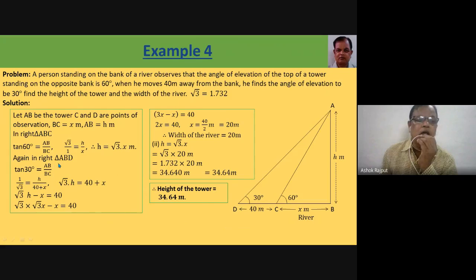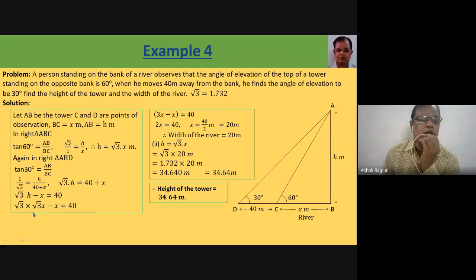Again in right triangle ABD, tan 30 equal to AB upon BD. As we know, tan 30 equal to 1 by root 3. The AB is h by 40 plus x, so root 3h equal to 40 plus x. Now we are seeing here root 3h minus x equal to 40.